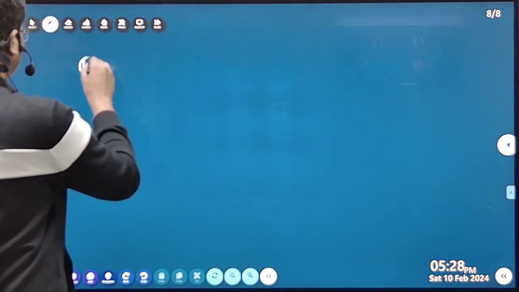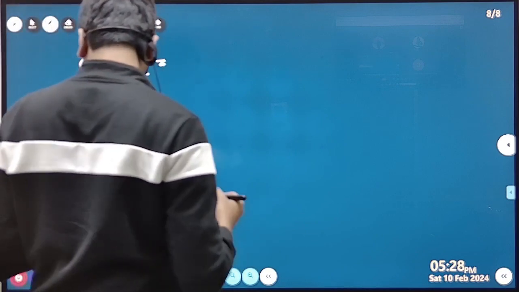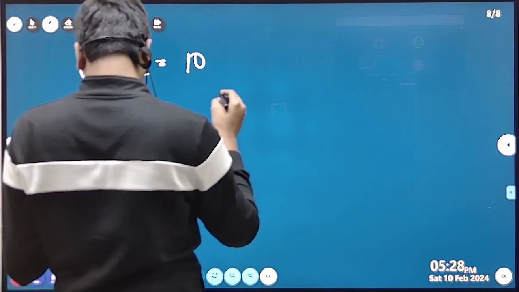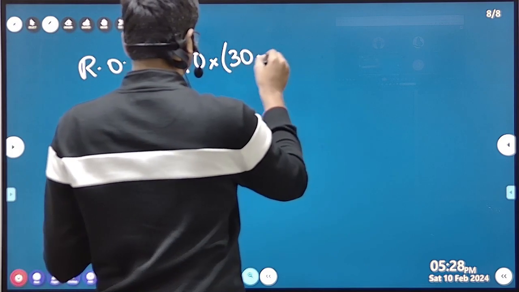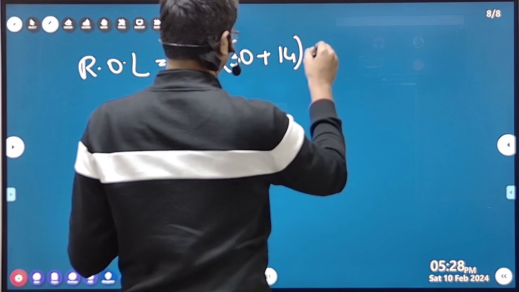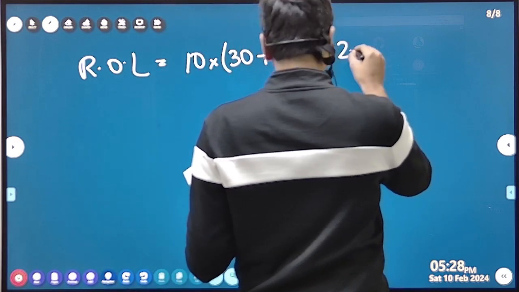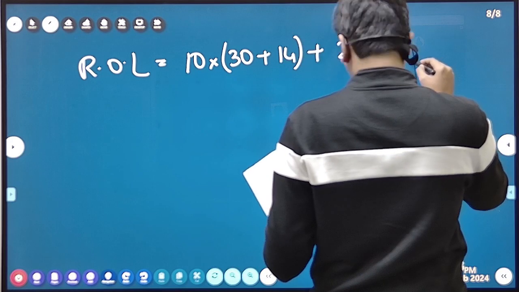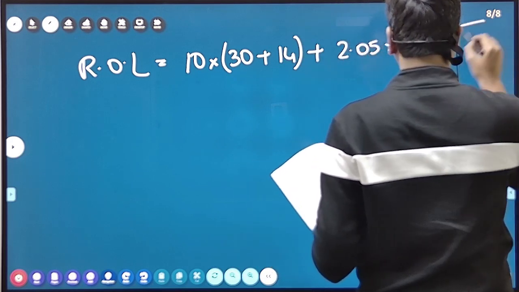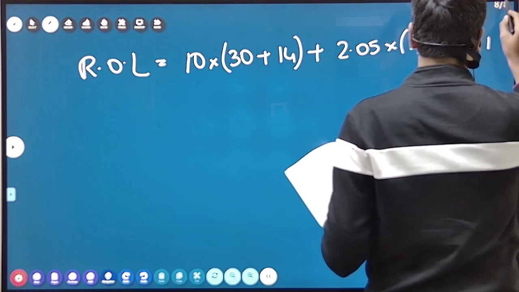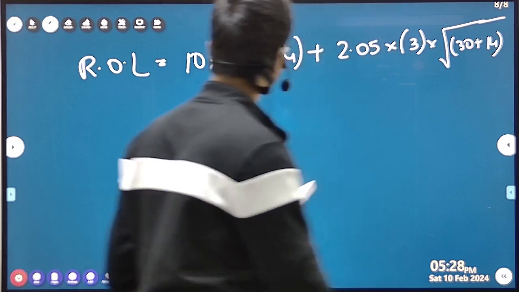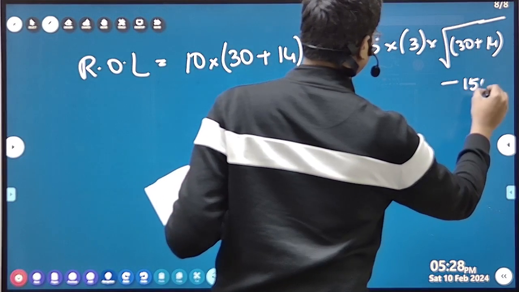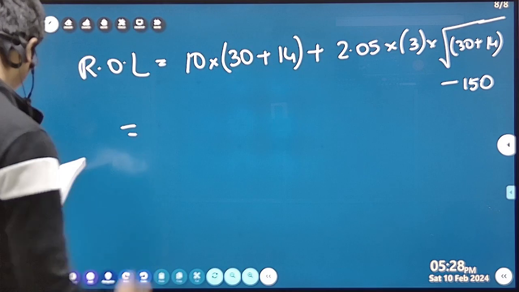Now let us calculate the reorder level. Average is 10 units per day, into the review period plus the lead period, plus Z, which is given as 2.05 for 98% probability, into the standard deviation of 3 into the square root of 30 plus 14, minus 150, which is your initial stock.